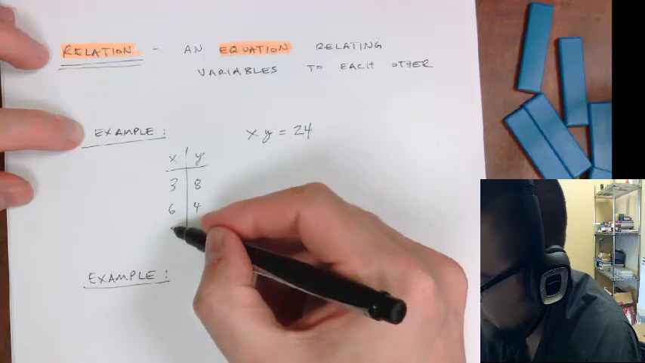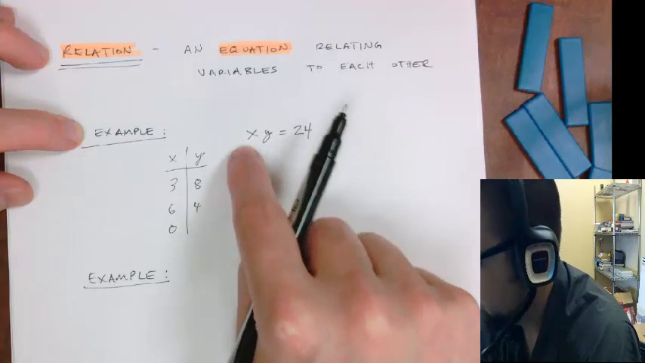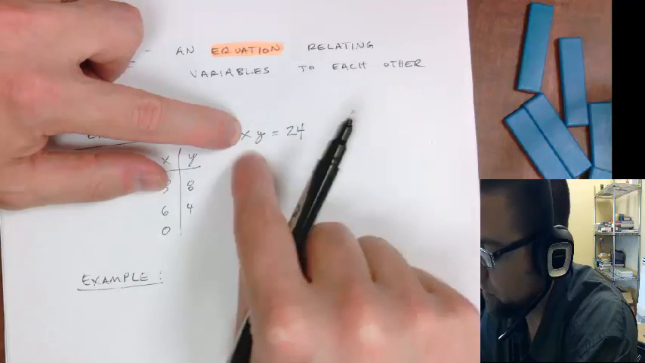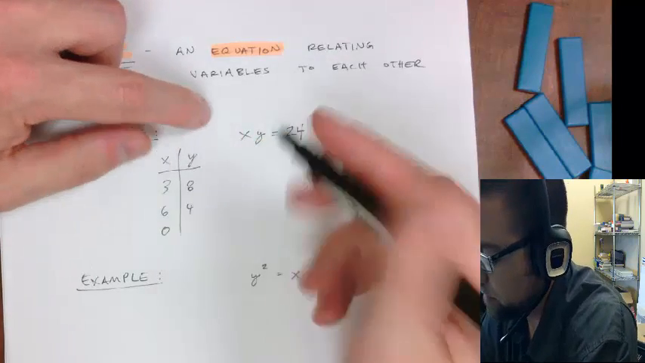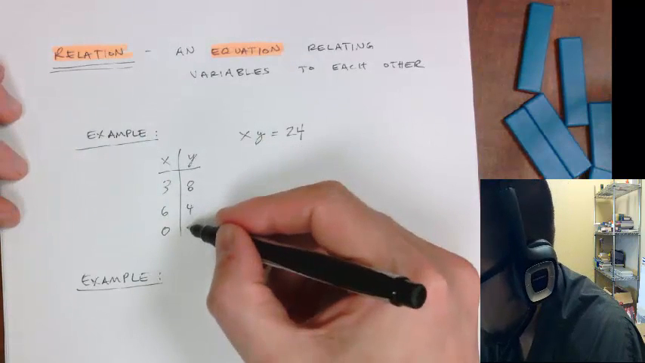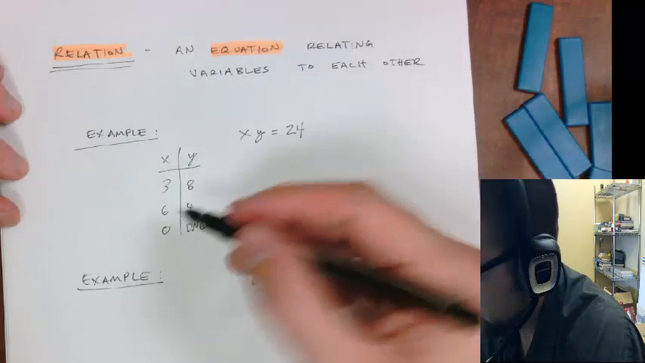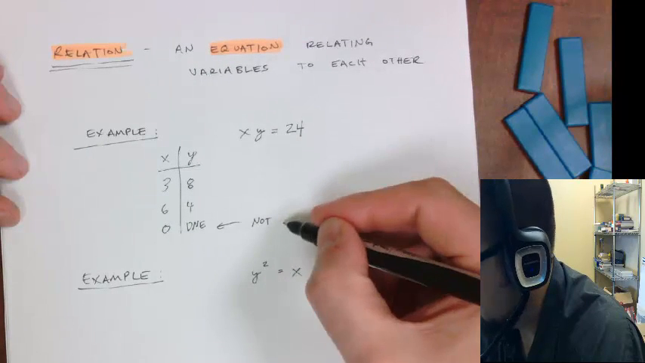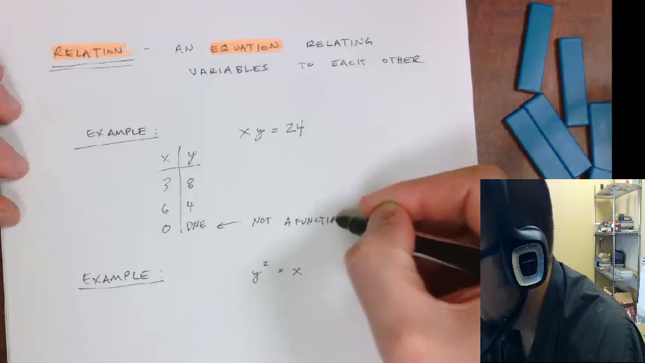What if I put in a single input of, say, x equals 0? Well, 0 times what value would give you 24? You can't come up with a value that would make it 24. So this doesn't exist. At the value of 0 for x, it's not a function, because you don't have an output. It's not a function at that point.